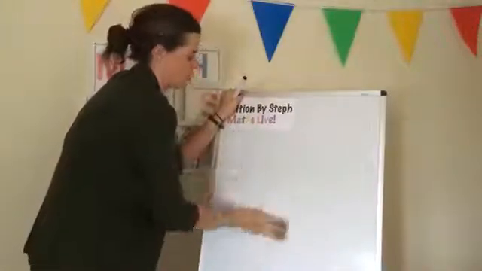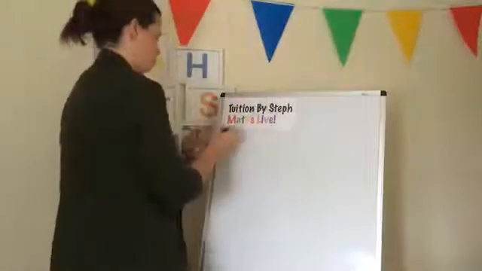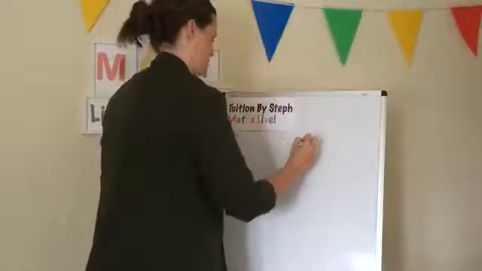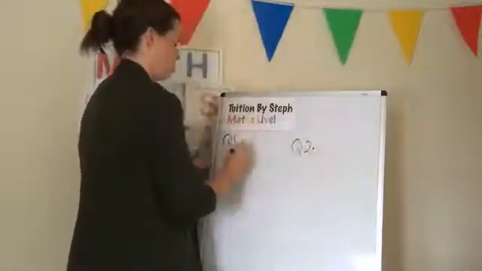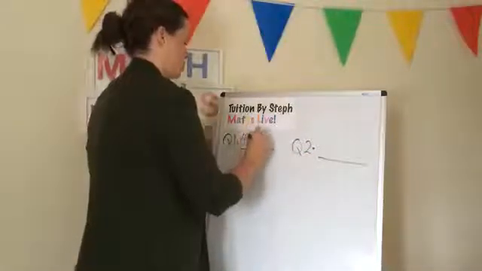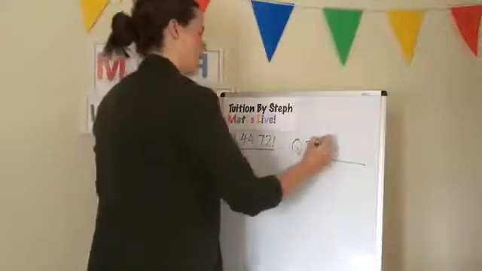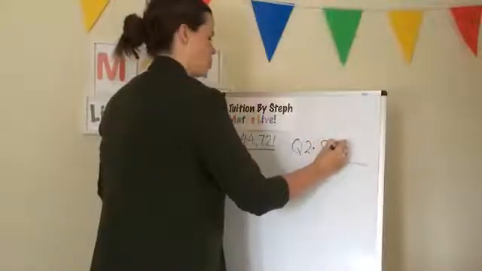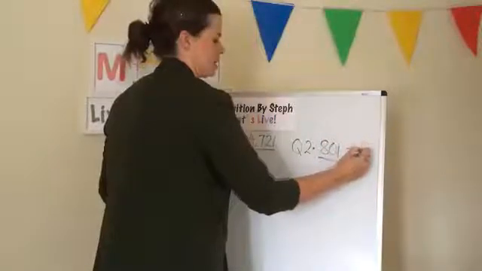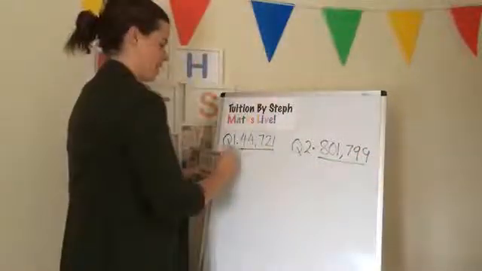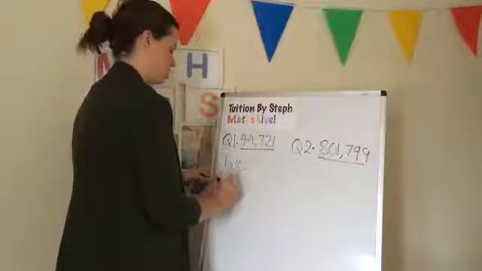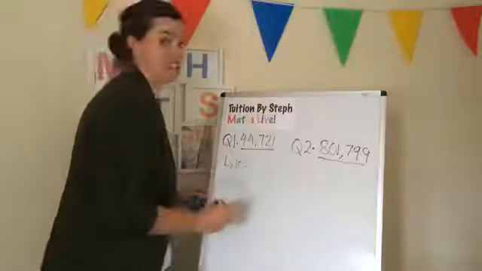Last 2 questions. Okay, question 1. And question 2 this time. Here's your number. 44,721 and 801,799, and I'm doing the same number, 99. Okay, I'd like to round each of those to the nearest 10, the nearest 100, and the nearest 1,000.